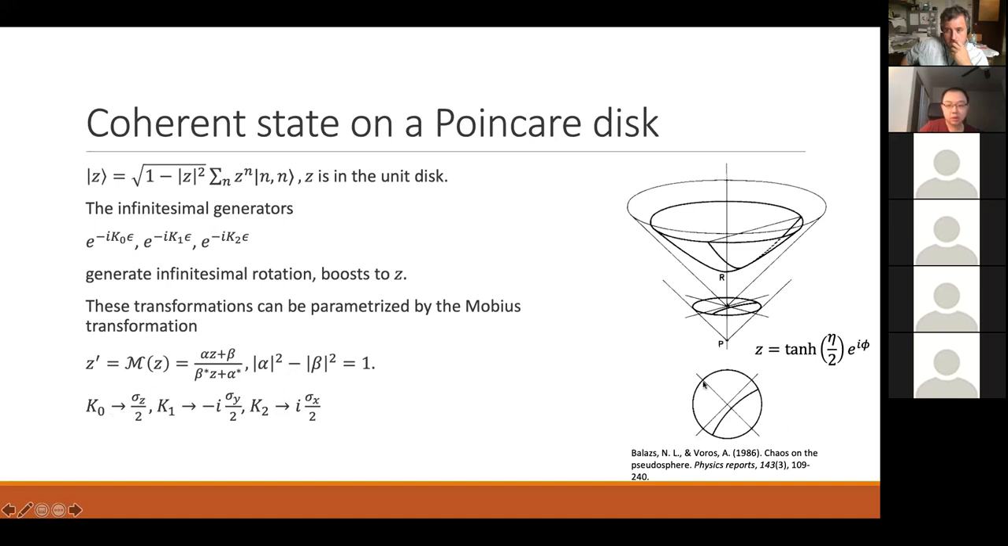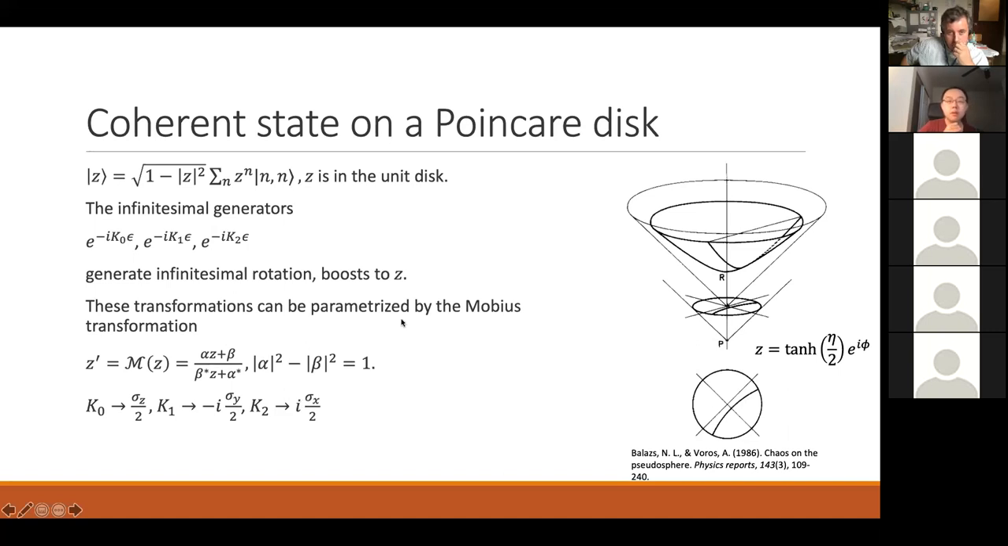And actually, the main point I want to make is that on this Poincaré disk, the displacement of the coherent state can be viewed as a 2x2 representation of the SU(1,1) group using those Pauli matrices.